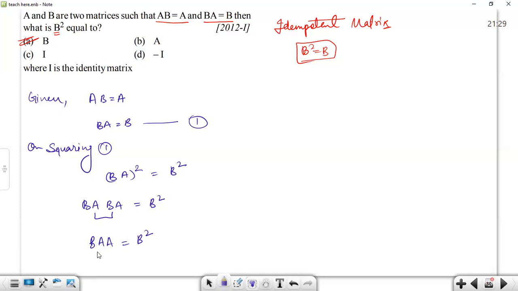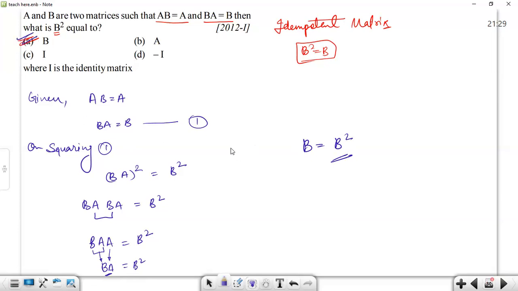Now we know BA is B. So this becomes B. This remains A. Now we know what is BA. This is B itself. So B is equal to B square. This is how we can also solve, and option A will be the correct answer.